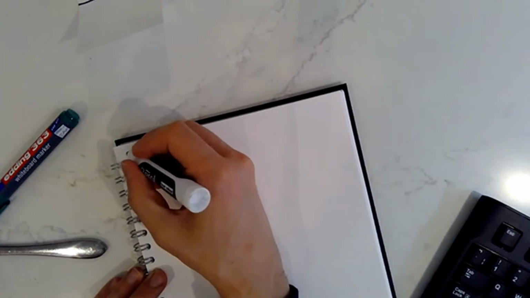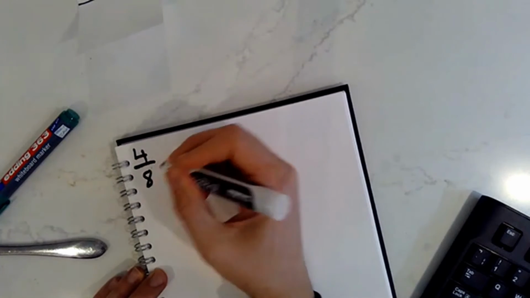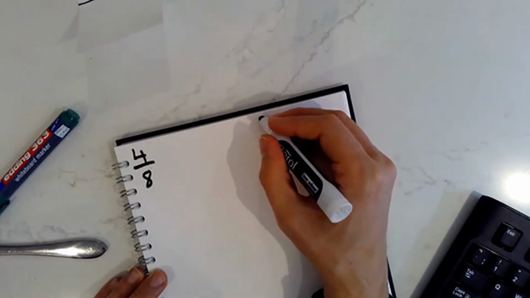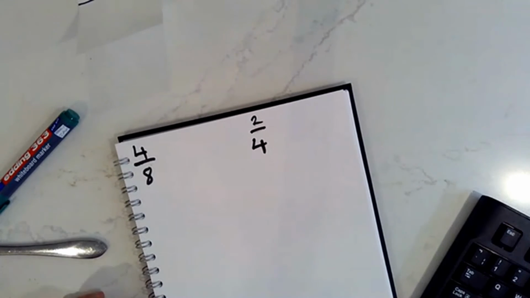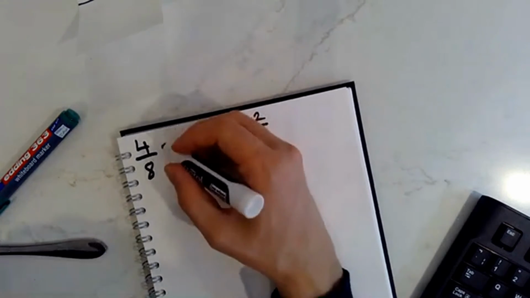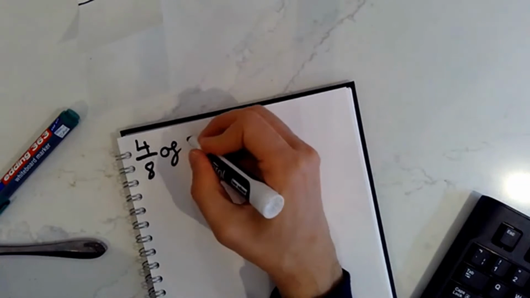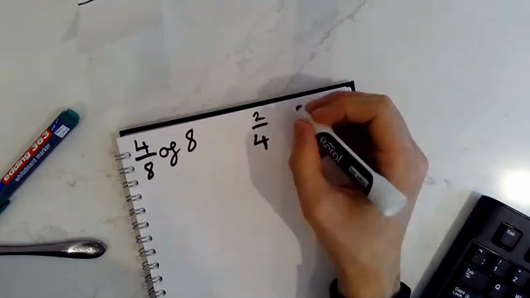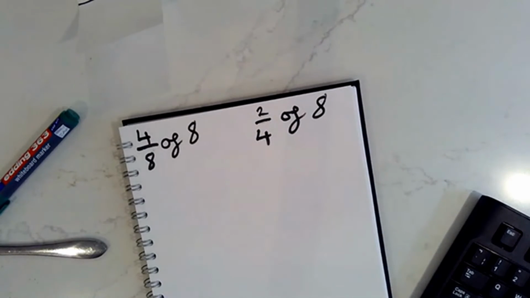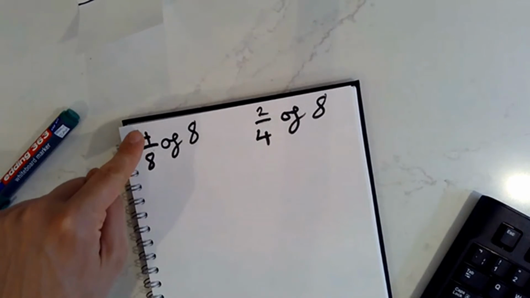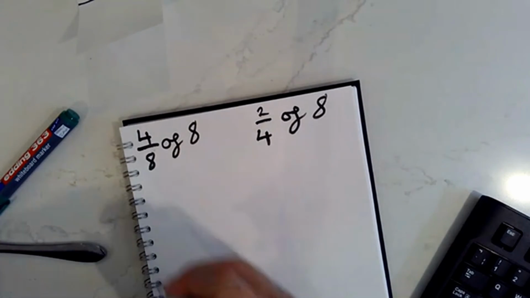I would like to know if 4/8 and, let's go with, 2/4 are equivalent. I can check that by finding 4/8 of 8 and 2/4 of 8. If I get the same amount, it means they are equivalent fractions. Let's start by working out 4/8 of 8.